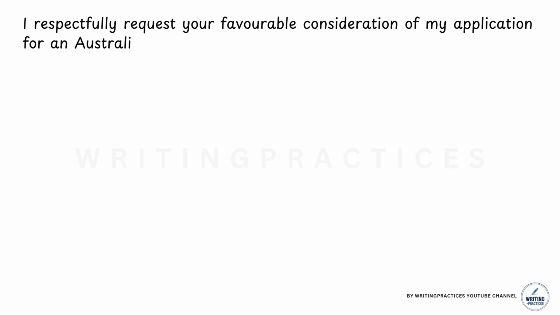13th paragraph, formal request. Request consideration of your application. Example, I respectfully request your favorable consideration of my application for an Australian visitor visa, Subclass 600. This formally asks immigration officers to review your application. It helps maintain a respectful and professional tone. Keep this sentence concise.